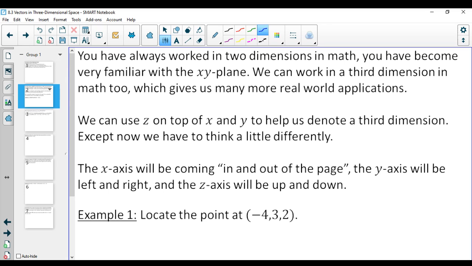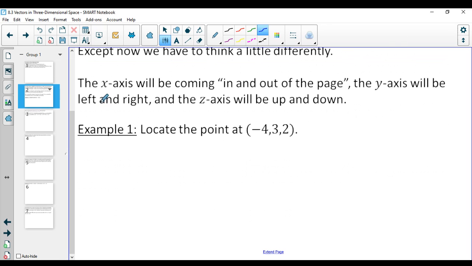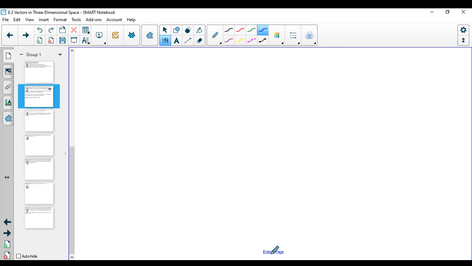However, it is kind of weird to us when we first start graphing it. So the x-axis will be coming in and out of the page, and the y-axis will be left and right, which we're not used to, and z will be up and down. And so for this first example, I have: locate the point -4, 3, 2.